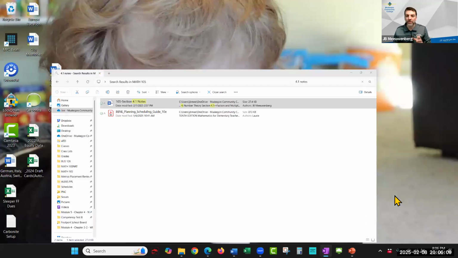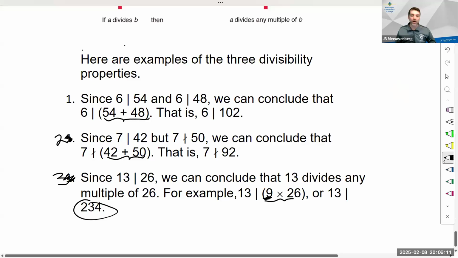So again, those properties are really important for us understanding some of the things we're going to talk about in the next video, which are divisibility rules.